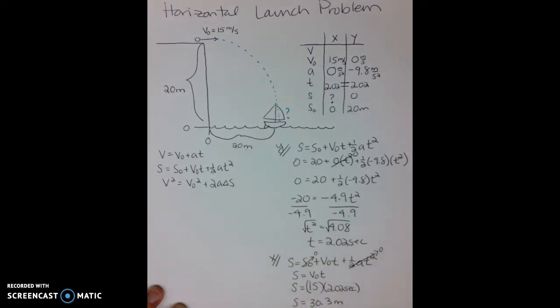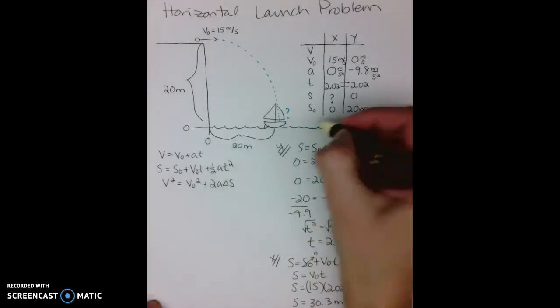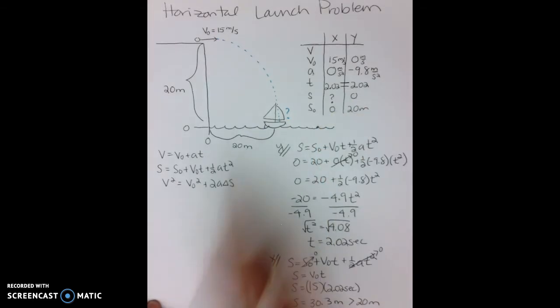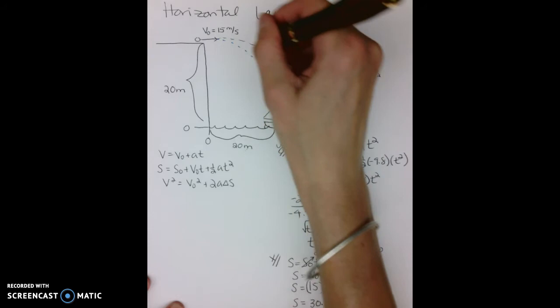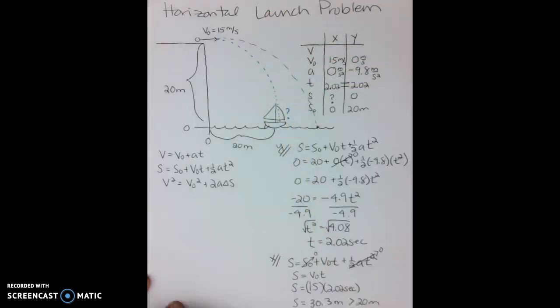And 30.3 meters, well, that's bigger than 20 meters, so the boat is safe. I don't hit the boat. I land somewhere out here. Okay, so my actual projectile path is something like this. Cool, that's awesome. That's a very common question: where does your projectile land, or do you hit something?